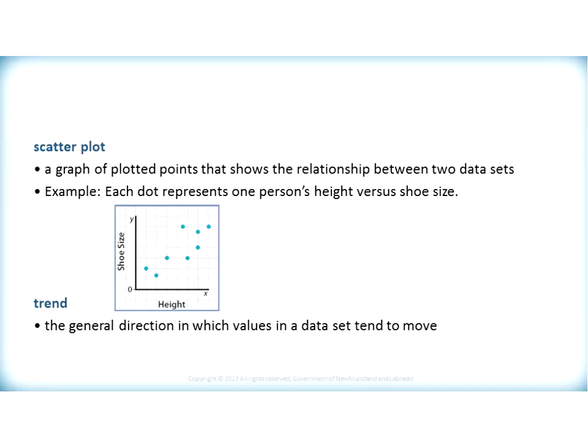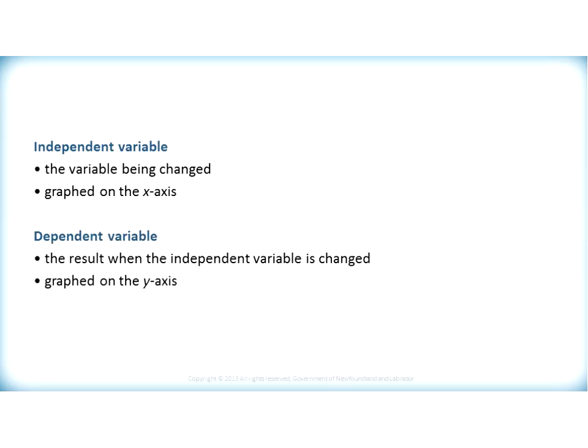And what are these variables? Well, we have an independent variable, which is the variable we are able to control. We are able to change ourselves. And that's graphed on the x-axis or the horizontal axis.